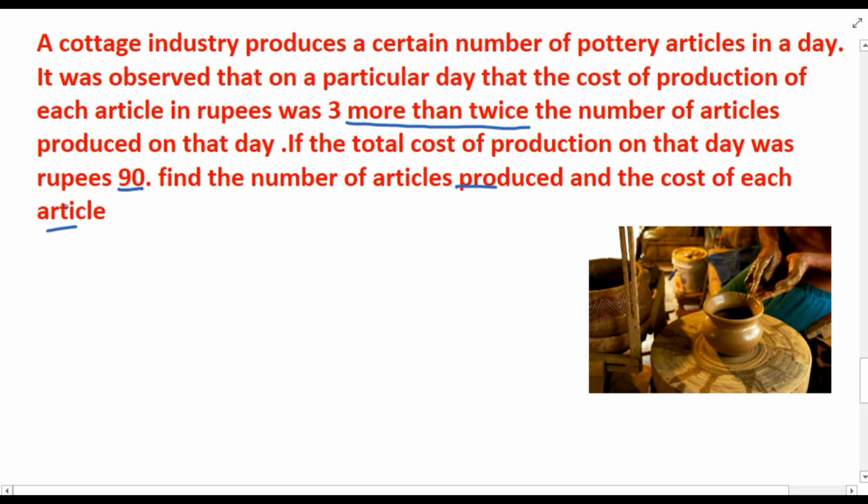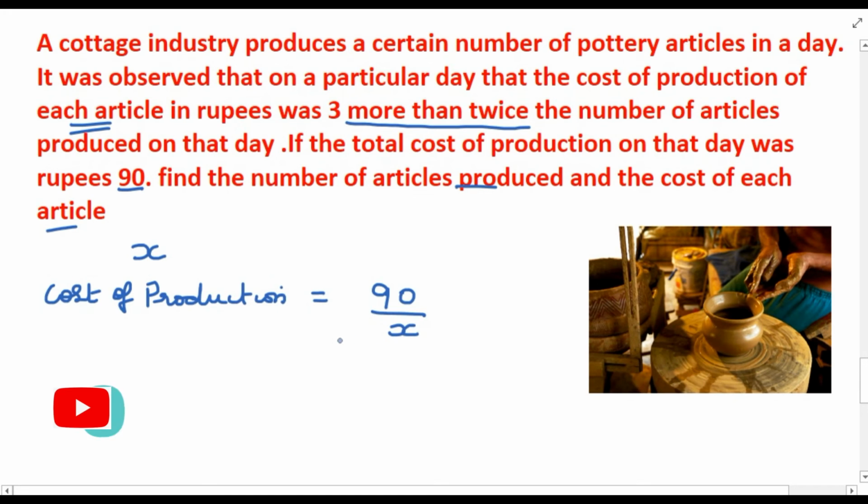So let the total number of pottery articles produced in a day be x. Then the cost of production: if the total cost of the production on that day was rupees 90, so 90 is the total cost of the production, and the cost of production of each article will be 90 by x.